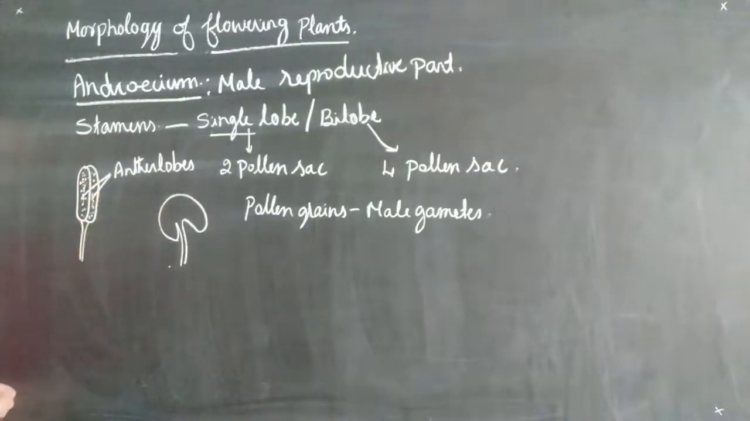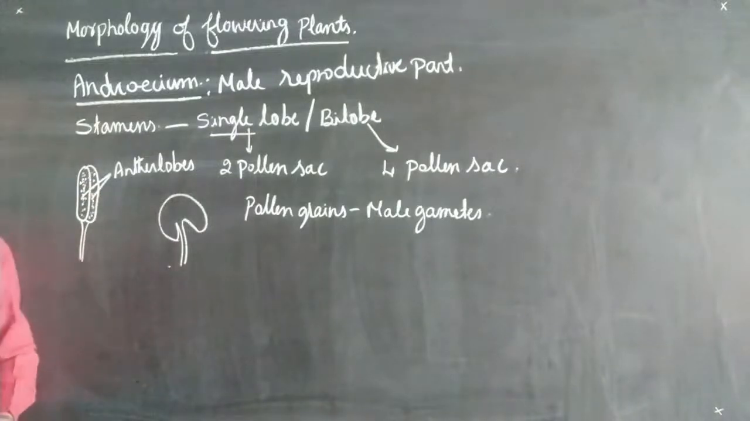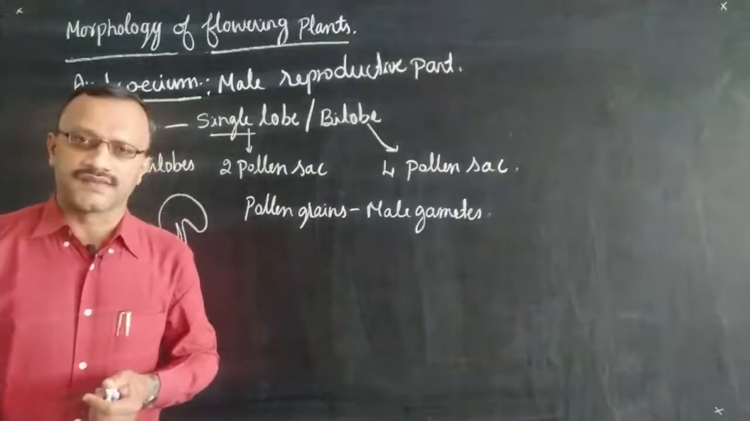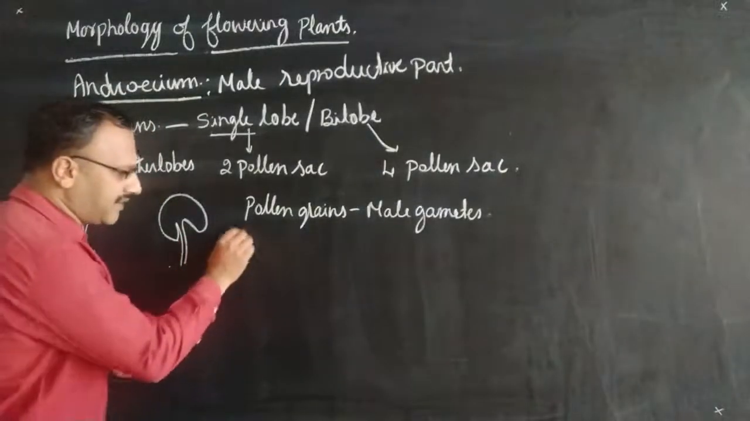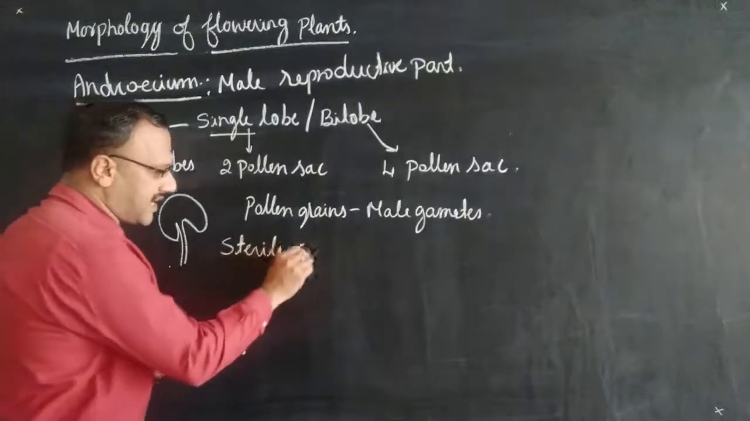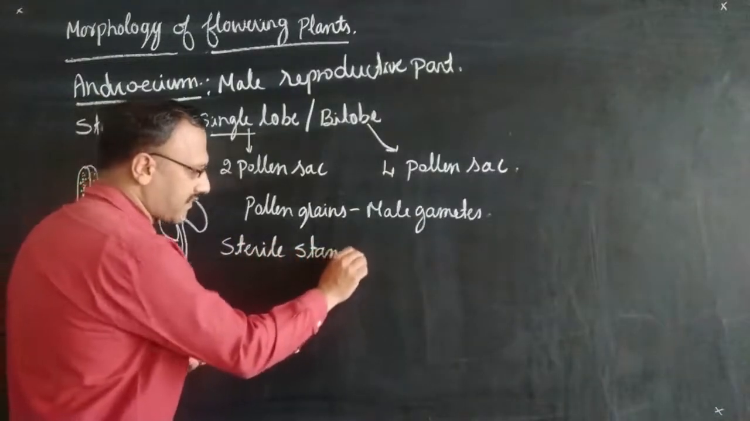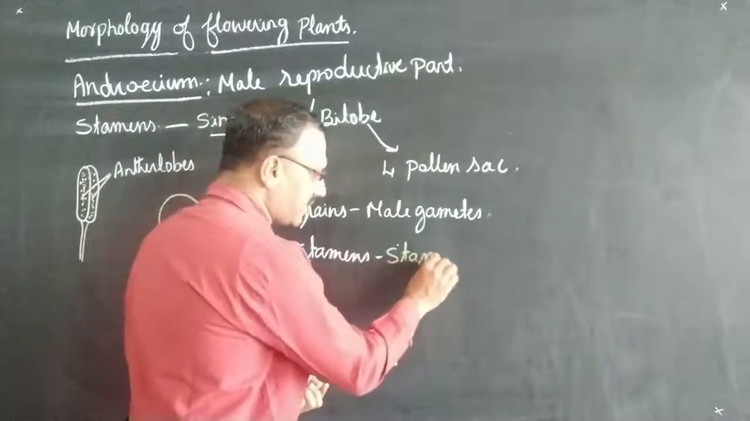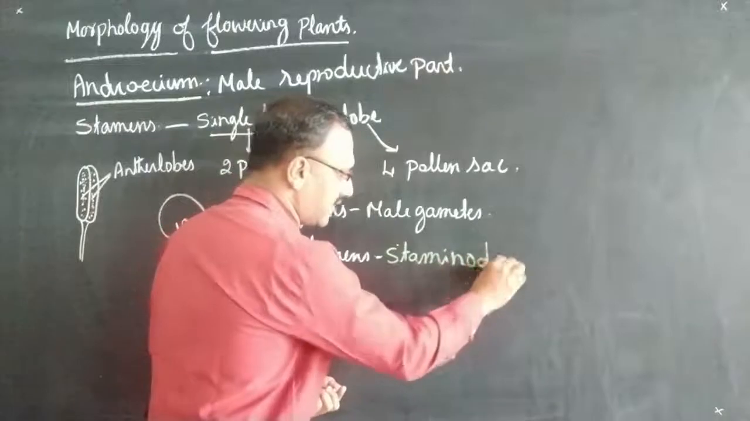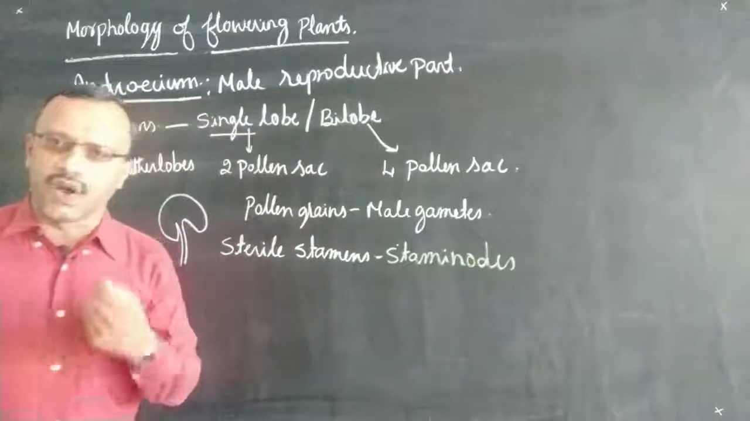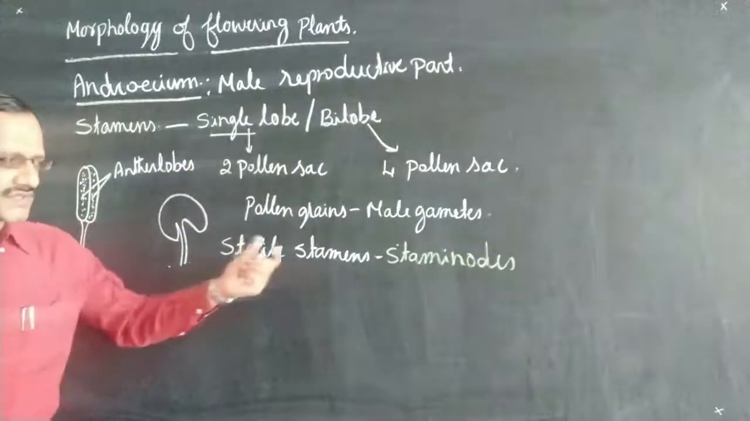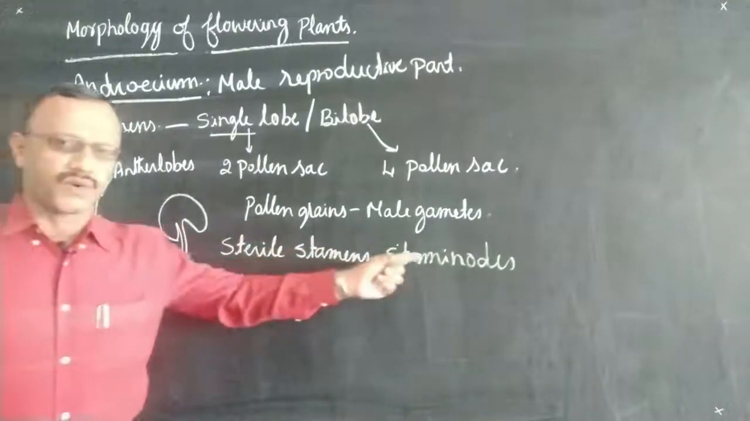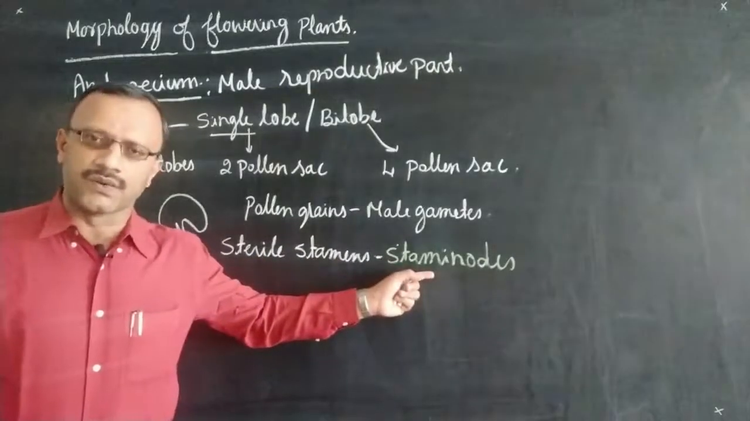There are certain stamens which are sterile, which are unable to produce any pollens. Such sterile stamens are called staminodes, which are not having fertile pollens. So such a condition of sterile stamens is called staminodes, which fail to undergo reproduction.